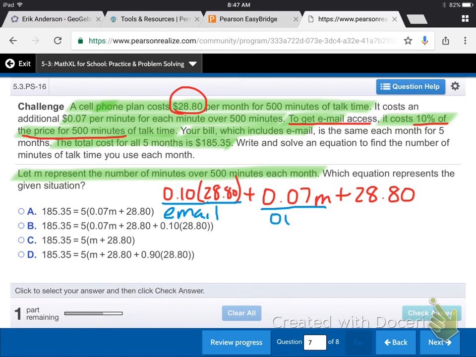This is when we go over our minutes. When we go over 500 minutes, we pay 7 cents per minute over that. And this is our flat fee, right? This is for our first 500 minutes. Does that make sense? So you got email access, overage charges, and our basic price of $28.80. All that together is going to equal the total cost, which was $185.35. So if I write that down over here, if I have room, $185.35. Barely squeezed it in there. Now just find the match. Which one is it? You got it right there. Good.